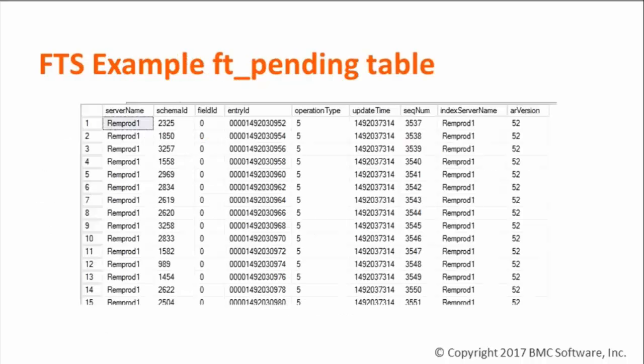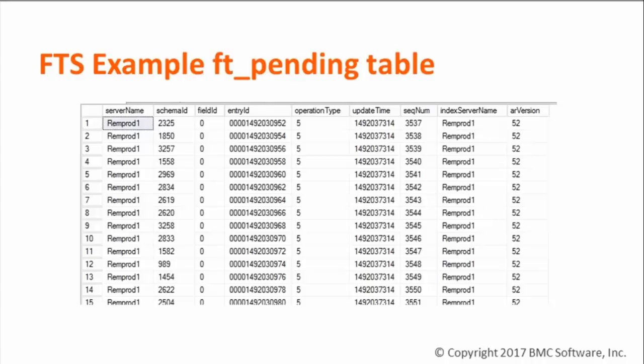This is what the table actually looks like. You see we have the server name column. This column represents the server that actually invoked the activity. So in this case, whatever activity is represented by the operation type column was invoked by the server called remprod1. You'll see here the schema ID and the operation 5. So this is actually a bunch of reindexes happening on all these various forms. What I actually did in this use case was perform a full reindex. And what that does is, for every form that has an index on it, it individually adds an entry into this table with the operation type of 5.